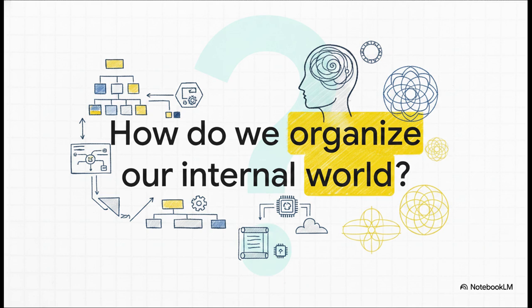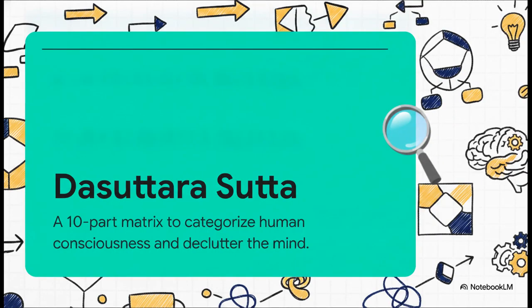How do we take the exact same level of systematic organization we apply to our tech and apply it to our own consciousness? To answer that, we aren't looking to Silicon Valley. No, we're actually turning to a 2,500-year-old solution that was designed to do exactly what our modern algorithms do, but for the human mind. The source material for our analysis today is the Dasuttara Sutta.